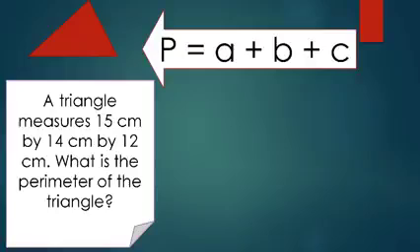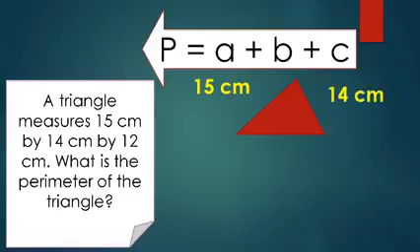A triangle measures 15 centimeters by 14 centimeters by 12 centimeters. What is the perimeter of the triangle? Let's sketch the triangle. Sides of the triangles are as follow. We have 15 centimeters, 14 centimeters, and 12 centimeters.